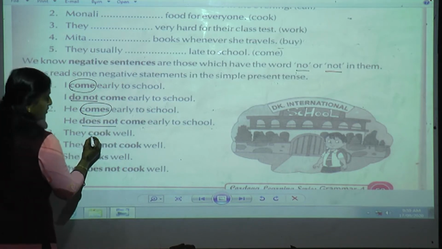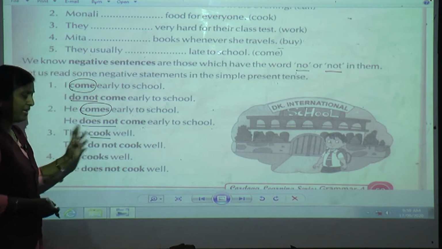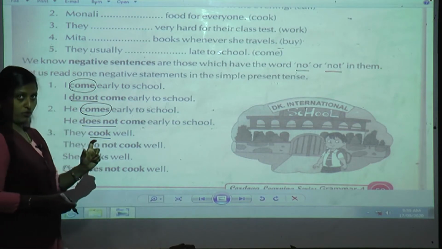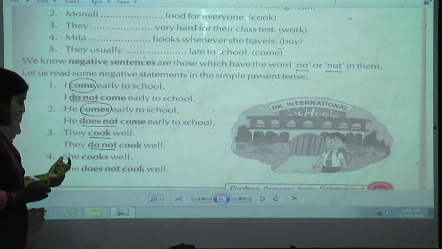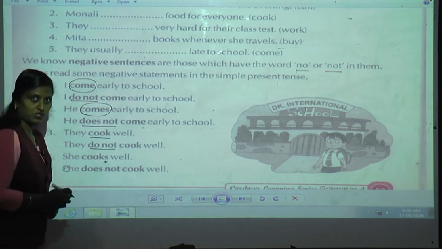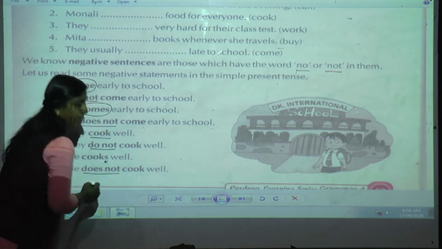Now see here, can you see this verb? What is there? Cook. Cook is a verb. Is any s added? No. So when the verb is in the original form, that time you are going to use do not. And now if you see here, she cooks, here s has been added to the verb, yes or no? So that time what are we going to do? We are going to use does not.